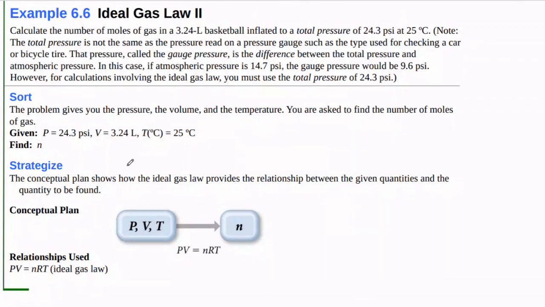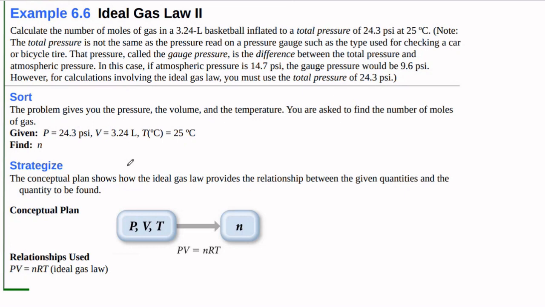This is example 6.6. The problem reads, calculate the number of moles of gas in a 3.24 liter basketball inflated to a total pressure of 24.3 psi at 25 degrees C. Note, the total pressure is not the same as the pressure read on a pressure gauge, such as the type used for checking a car or bicycle tire. That pressure is called the gauge pressure, and it's the difference between the total pressure and atmospheric pressure.